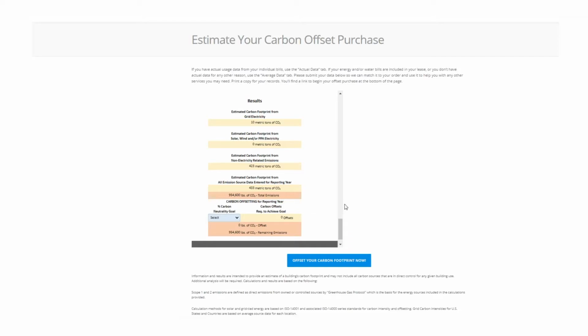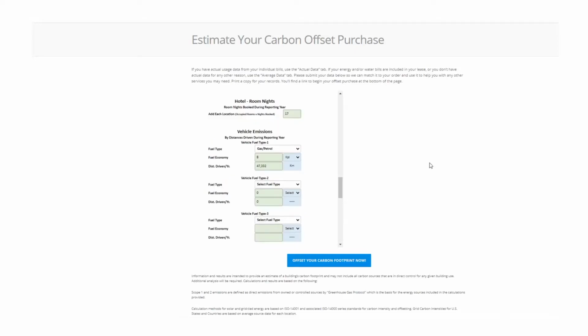Now the electricity, and actually a lot of the data, including the water, is based on the carbon intensity of the grid, which is why it's important to correctly select a country and state if you're in the U.S. Our clients booked 17 hotel room nights during the year, and they used one vehicle with gas.